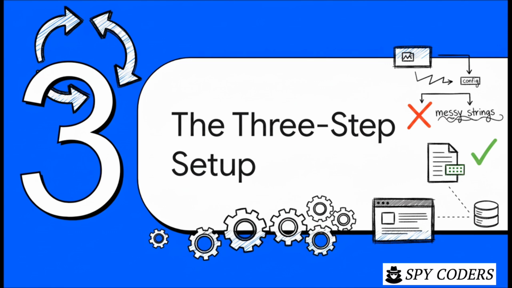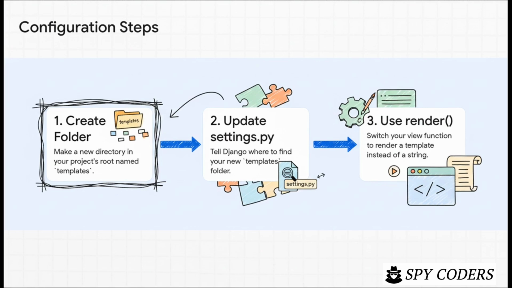Okay, so how do we actually start using it? It's way easier than you might think. It's basically a simple three-step process to get your project all set up to use templates instead of those messy, hard-coded strings. First up, you just create a new folder called templates, right in the root of your project. This is going to be the home for all your HTML files. Second, you have to pop open your settings.py file and tell Django, hey, this new folder exists. And finally, you just update your view function to use the much nicer render method.